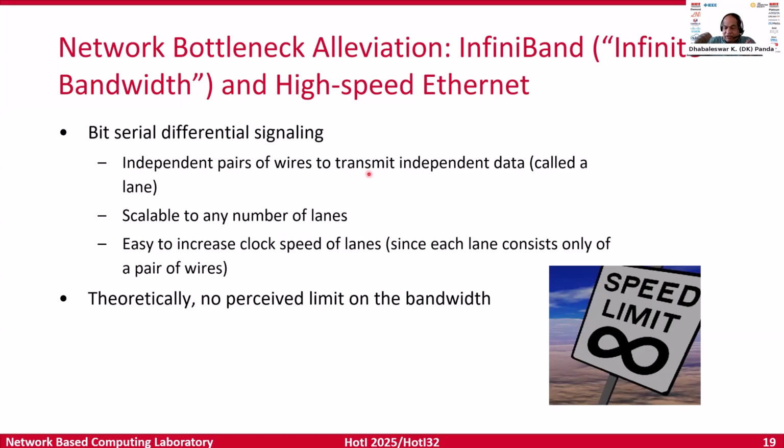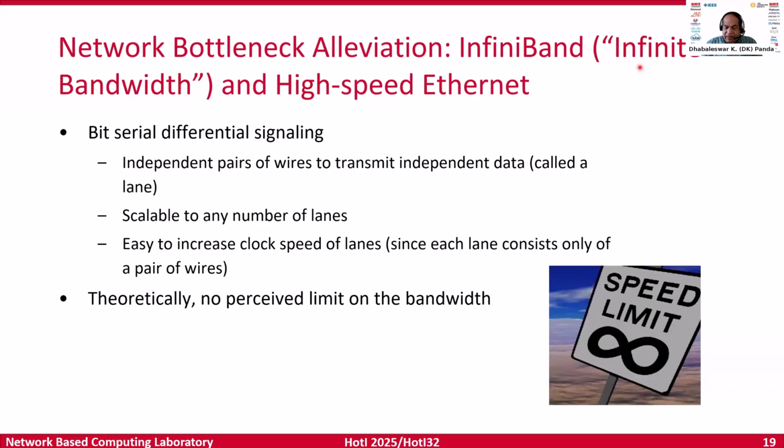The same two degrees of freedom remained: it is scalable to any number of lanes. One pair was called a lane. So I can have 2 lanes, 4 lanes, 8 lanes, 16 lanes, etc., and then the speed of that lane. Since each one is a twisted pair and they are shielded, crosstalk issues don't arise. The idea was that both these parameters, the clock speed and the number of lanes, can be changed as the demand grows. That was the key thing, and that's exactly what has happened over the years. If you can achieve that, theoretically there is no perceived limit on the bandwidth, and that's how the name came as infinite bandwidth.